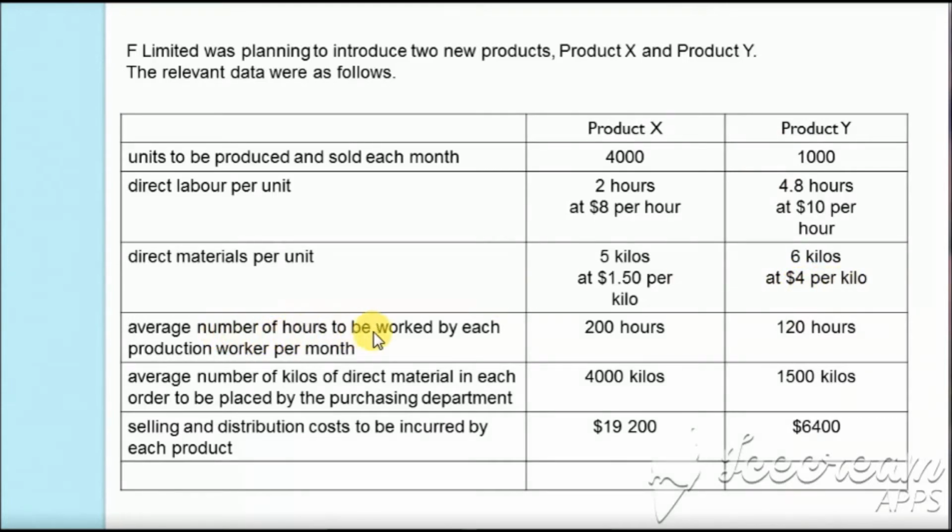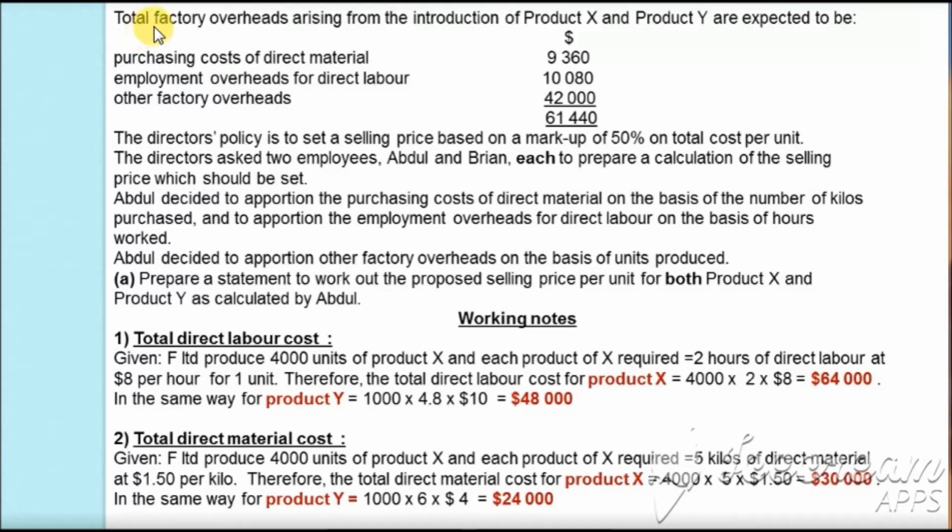The average number of hours to be worked by each production worker per month is 200 for X and 120 for Y. The average number of kilos of direct material in each order to be placed by the purchasing department is 4,000 kilos for X and 1,500 kilos for Y. Then the selling and distribution cost to be incurred by each product is $19,200 for X and $6,400 for Y.